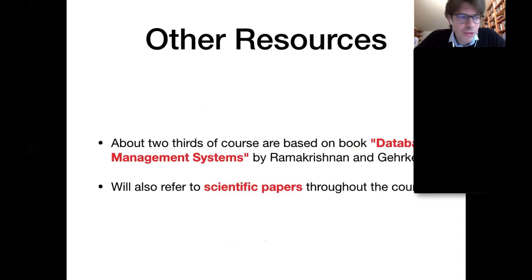Now, in terms of other resources, about 2/3 of the course is based on the book Database Management Systems by Ramakrishnan and Gehrke. I will typically give you a reference to the corresponding chapters in that book when we are discussing the course topics. Also, particularly towards the end of this course, we will discuss some systems that have appeared in the last couple of years. For those cases, I will sometimes give you references to scientific papers which describe those systems in more detail.